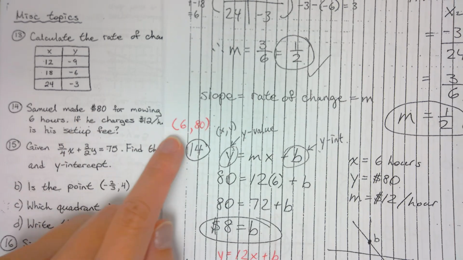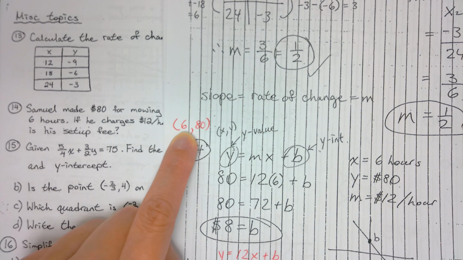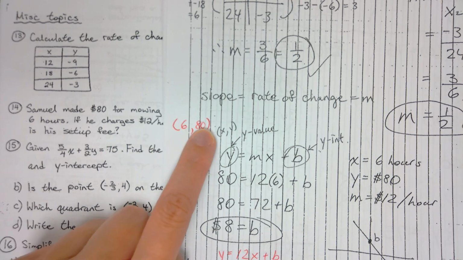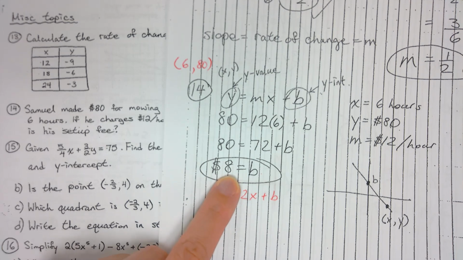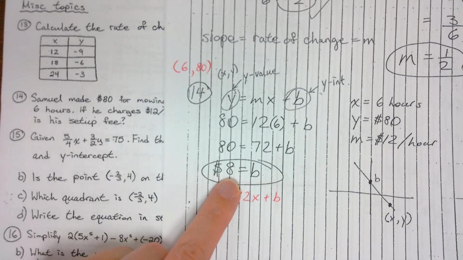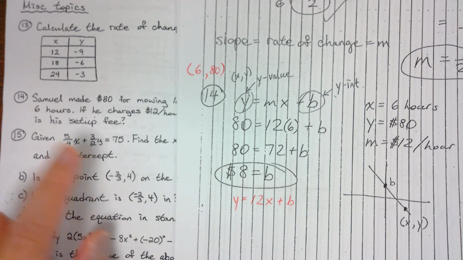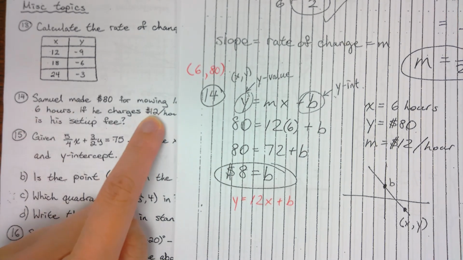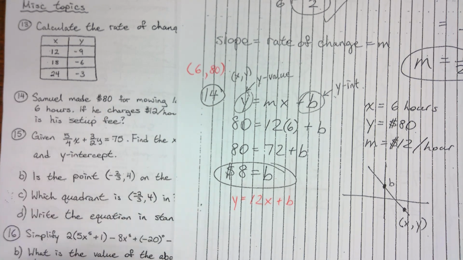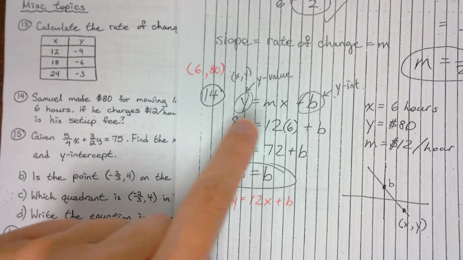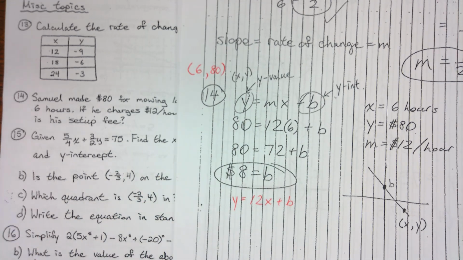6 comma 80 because 6 is your independent variable. So time is always independent. So that's your x, that's your y, and the 12 is your m. So when you substitute it in, you have the 8. Another way that somebody was doing it was 6 times 12, and then they subtracted that from 80, and then they found that it's 8. Same idea. It's just doing it from A to B or from B to A.